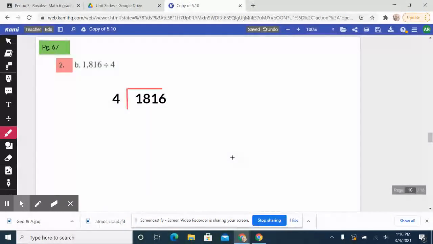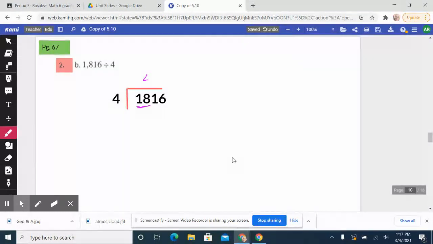Okay, same page, but now we're going to work out B. Now here's something that you need to know. 4 does not go into 1. So I'm not going to start there because it doesn't go into that. But I do know that it goes into 18. So that's going to be my start. I'm going to start in the hundreds, not the thousands right now. Okay, so 4 goes into 18 4 times.